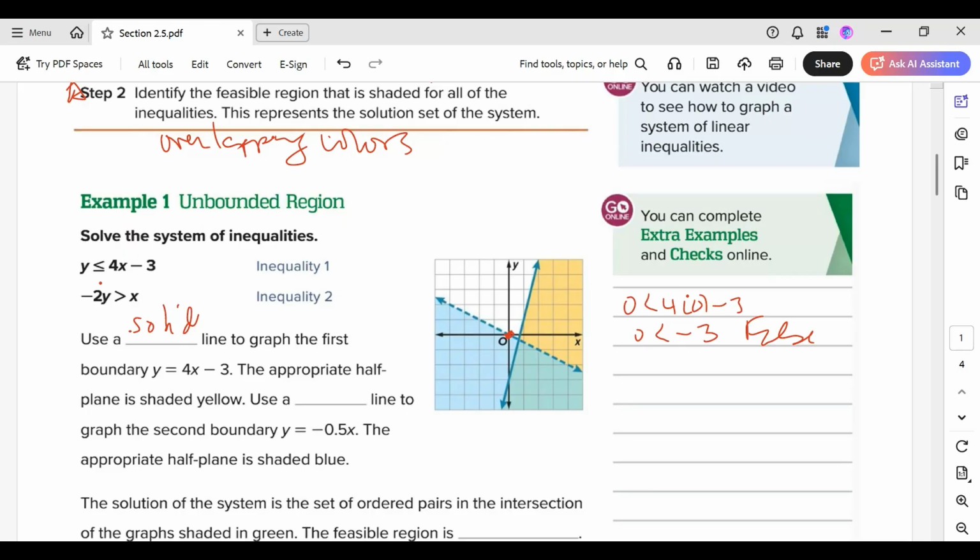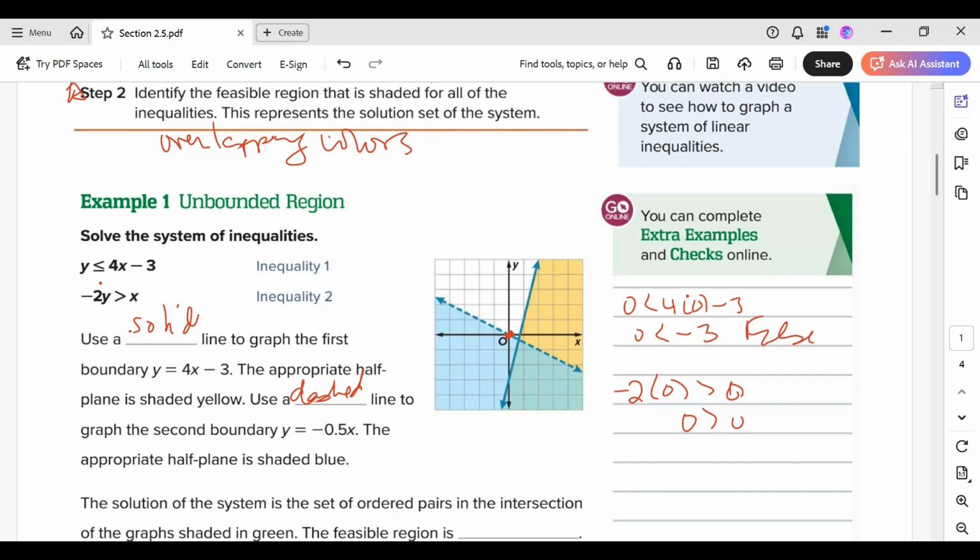The appropriate shade. Now we're going to use a dashed line to graph the second boundary. Think of it as y equal to negative 0.5x. Then you do the same thing. Negative 2 times 0 is greater than 0. 0 is greater than 0. That's not true. So the line goes straight through the origin point.